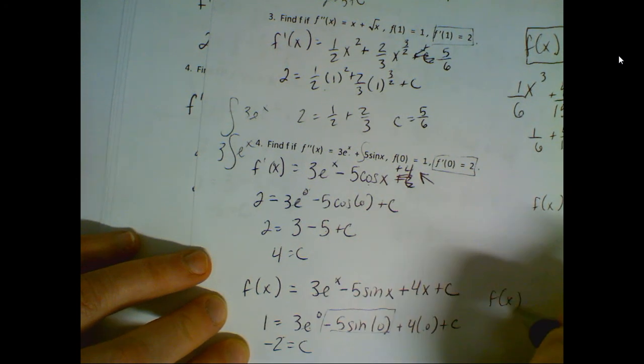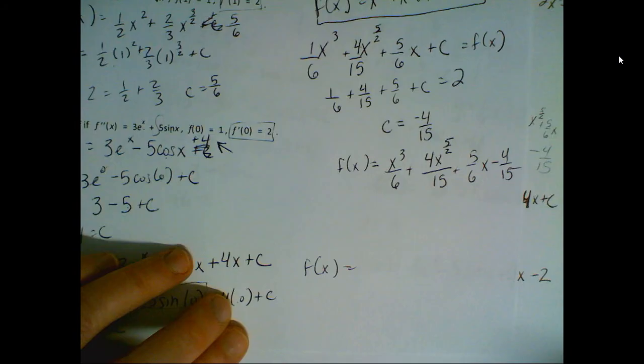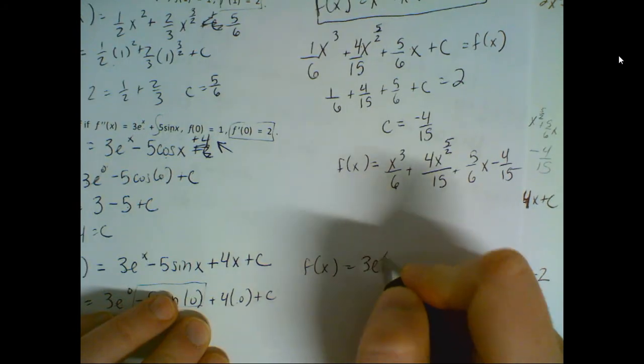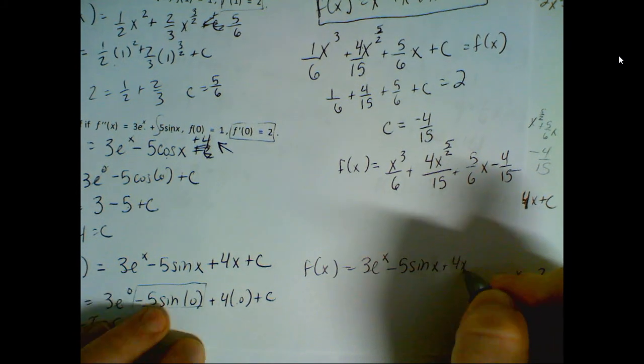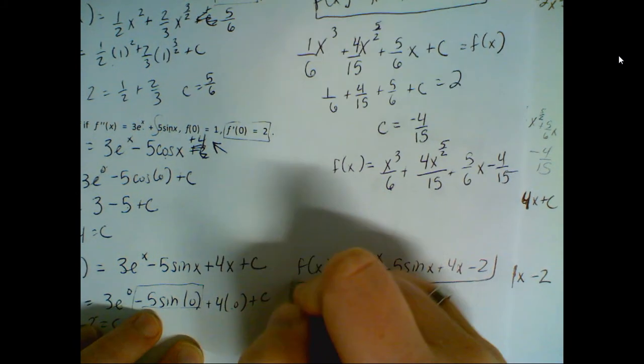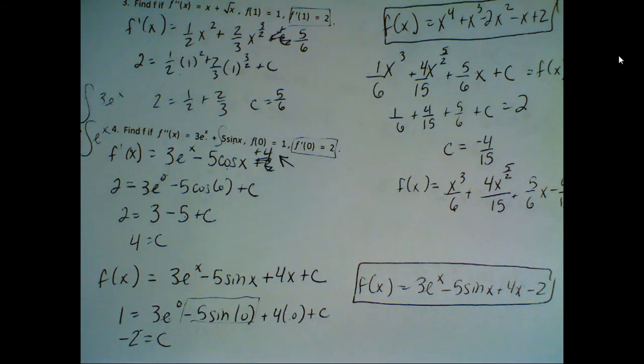So f of x is 3 e to the x minus 5 sine of x plus 4x minus 2. And there's that.